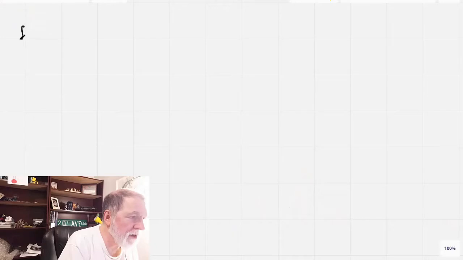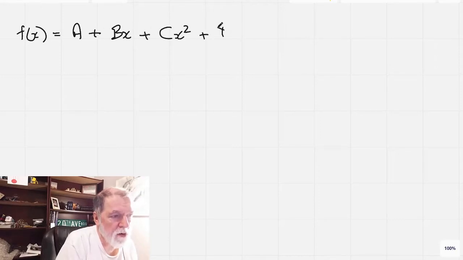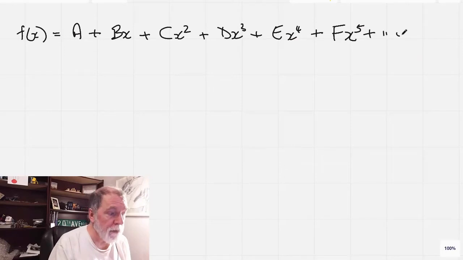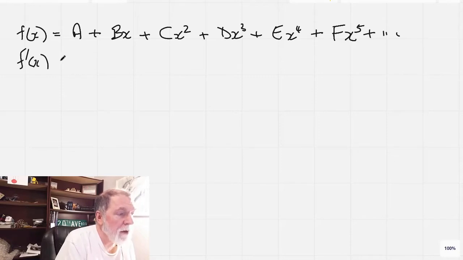Start with a generic polynomial function. f of x equals a plus bx plus cx squared, and so forth, going on and on as long as we need it to. We can take the derivative, following through with what we know about derivatives of polynomial functions.